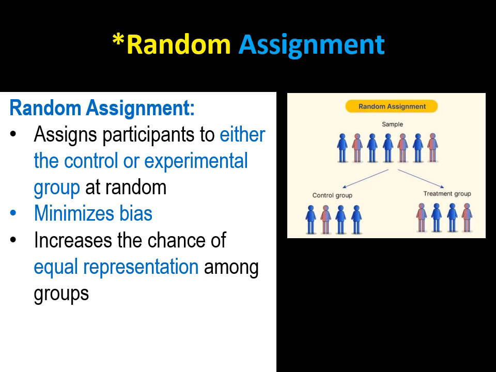Random assignment is how we assign participants to either the control or the experimental group. And we also need to do that at random to minimize bias. It will also increase the chances of equal representation in the group.